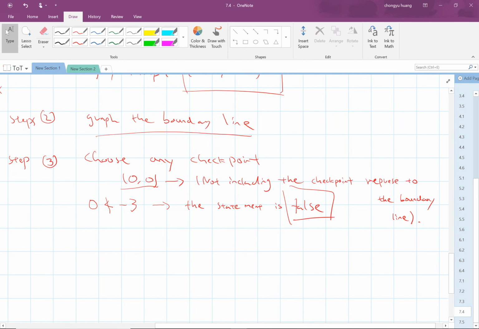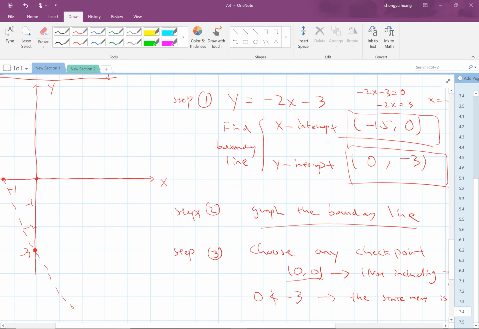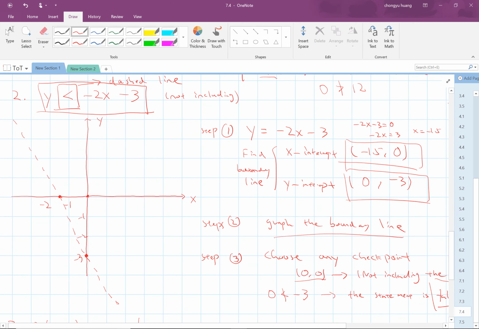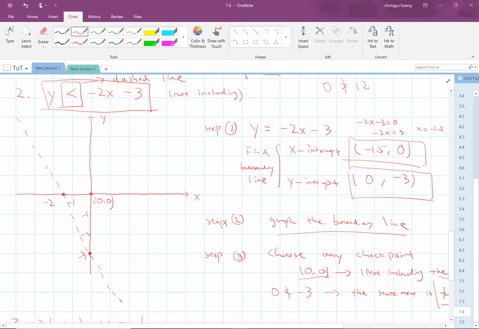Now let's finish the graphic. So as I say over here, this is the 0, 0. The origin is not included, so we have to shade the other part with respect to the bounded line, not including the point 0, 0. You shade it something like this, which is good enough.